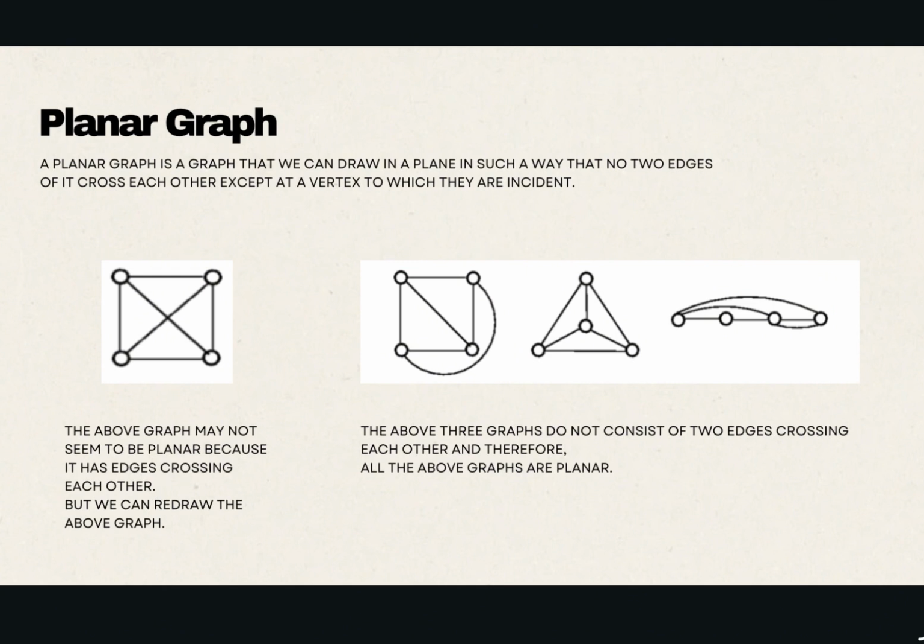Planar graph. A planar graph is a graph that we can draw in a plane in such a way that no two edges of it cross each other except at the vertex to which they are incident. The above graph may not seem to be planar because it has edges crossing each other, but we can redraw it. That is the first picture. The second picture shows graphs that do not have any two edges crossing each other, and therefore all of the above graphs are planar.